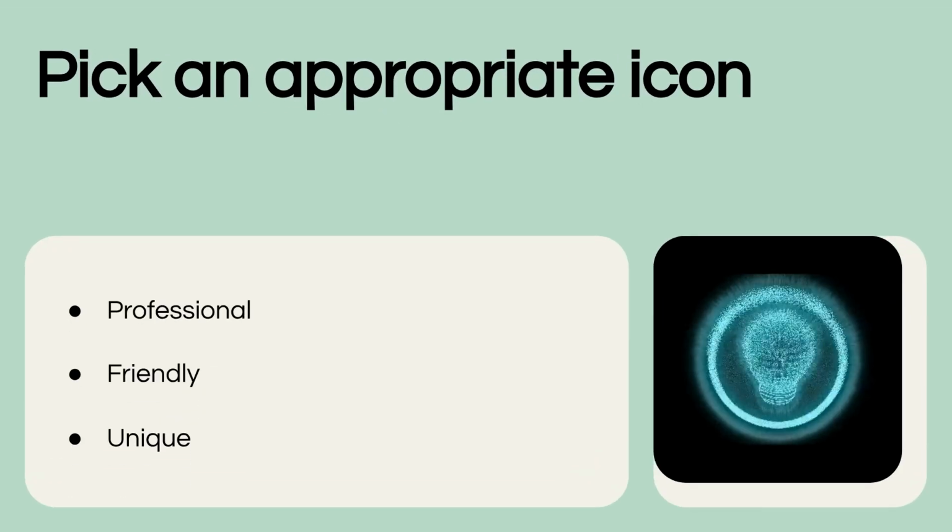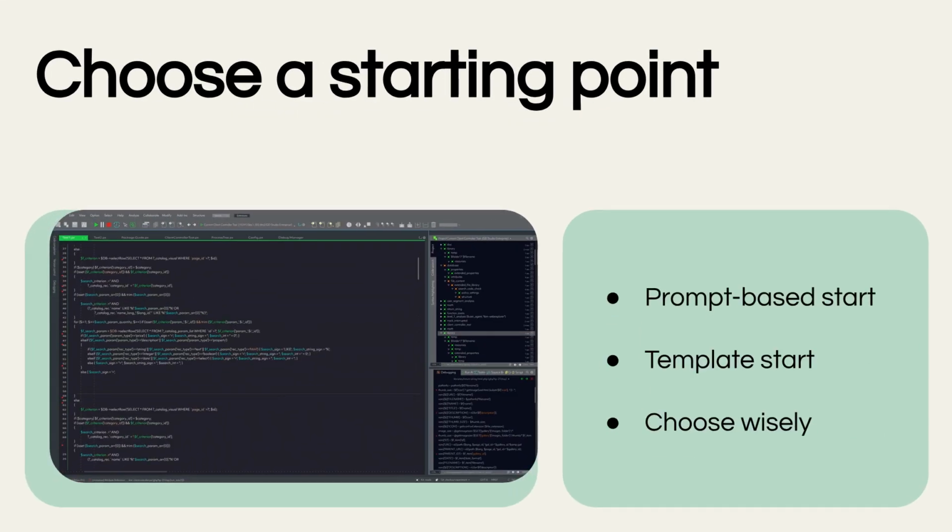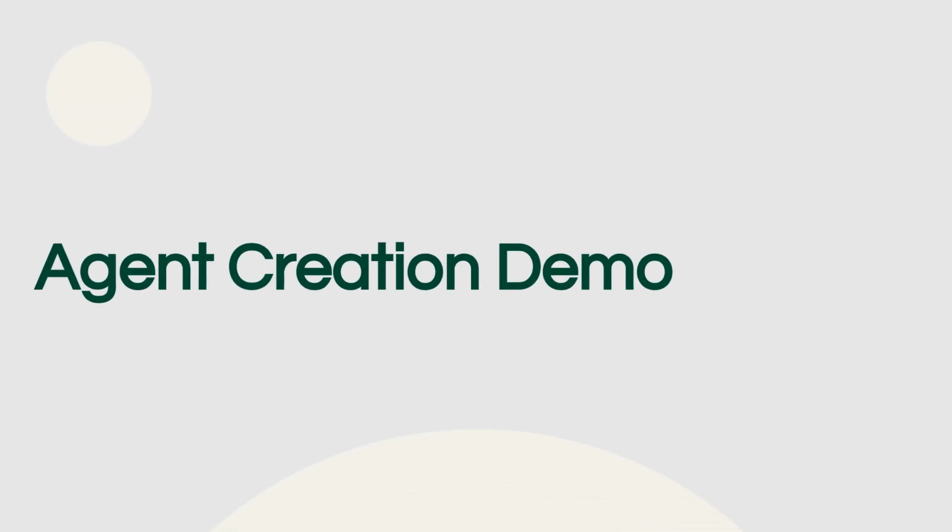Select an icon that visually represents your agent's role to make it easily recognizable. You can choose to start with a prompt-based creation or use an existing template to jumpstart development. Let's watch a dynamic demonstration of this process in action.